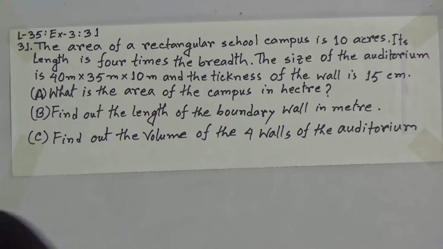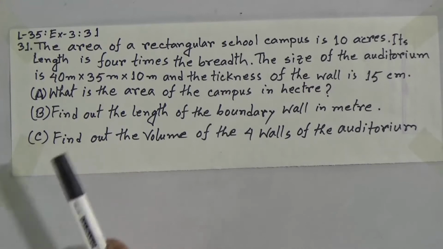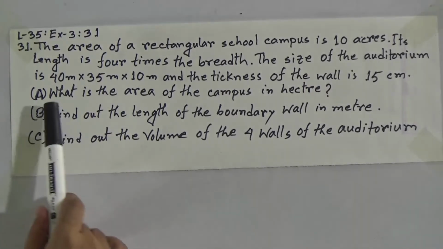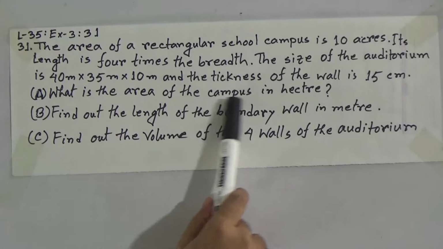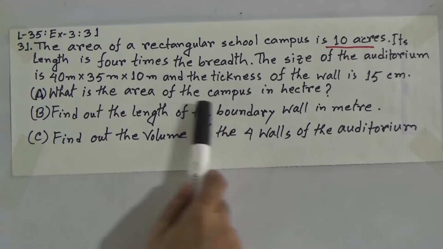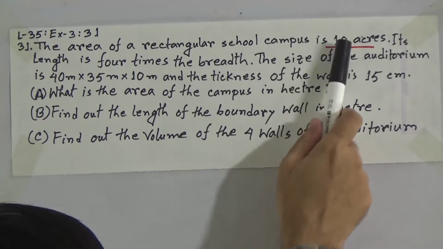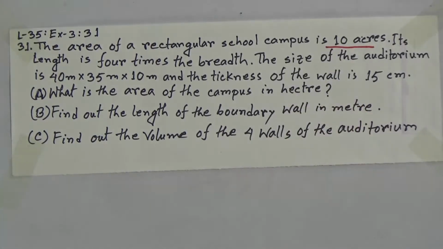Dear students, to solve this question, at first you have to understand what information is given and what we need. Here, first question, what is the area of the campus in hectare? The area of the campus in acres is given, that is 10 acres. But we need to find the area of the campus in hectare. It means that we have to know the relation between hectare and acres to solve the question. Okay, dear students? So we can write the solution.